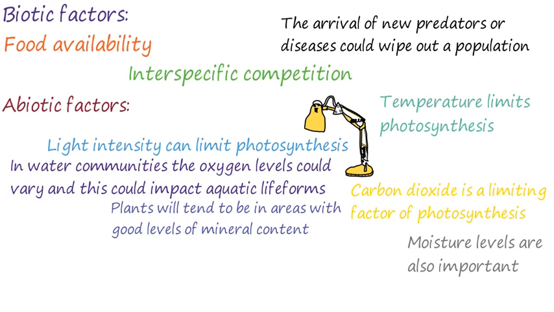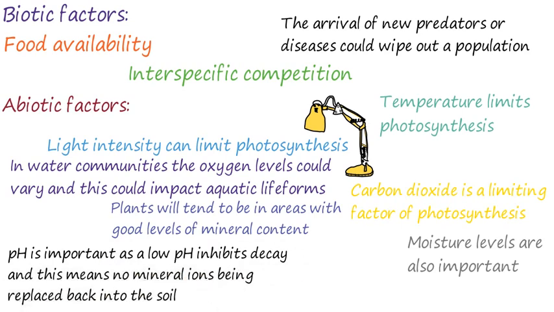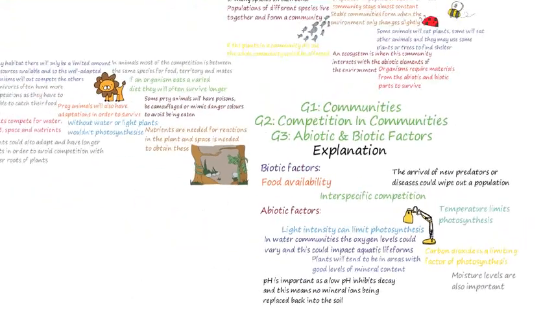Organisms have to be adapted to live in extremely dry areas. Soil pH and mineral content is again important for plants. Plants will tend to be in areas with good levels of mineral content unless it is specifically adapted to get nitrates from capturing and digesting animal proteins. pH is important, as a low pH inhibits decay. No decay means no mineral ions being replaced back into the soil.